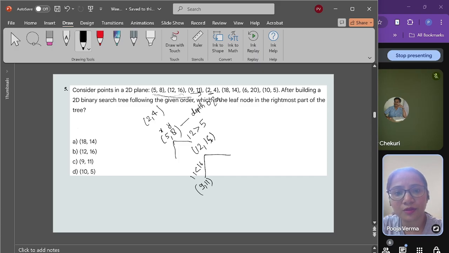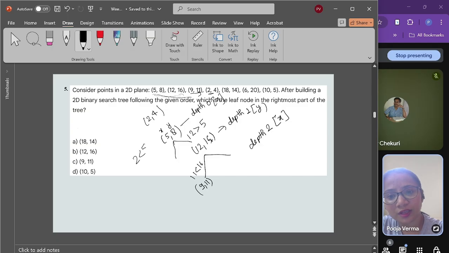Depth 0 splits based on x always. Here it is depth 1, based on the y coordinate. Here it is depth 2, and it will again split based on x. Now here 2 is less than 5, so it will go to the left side of the root node, because the first value is less than 5. So 2, 4 will come in the left side of the root node.